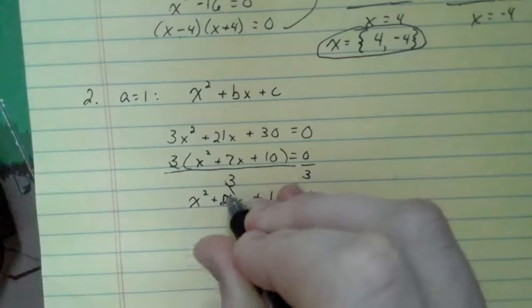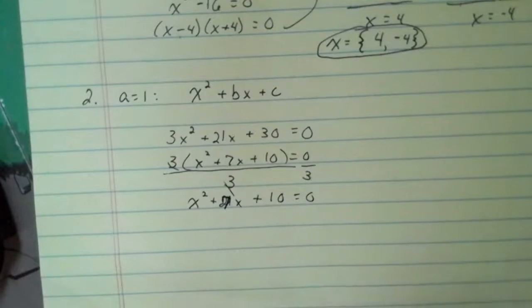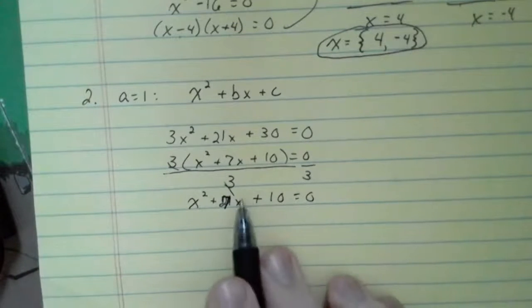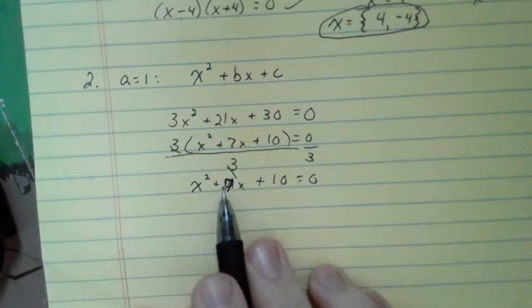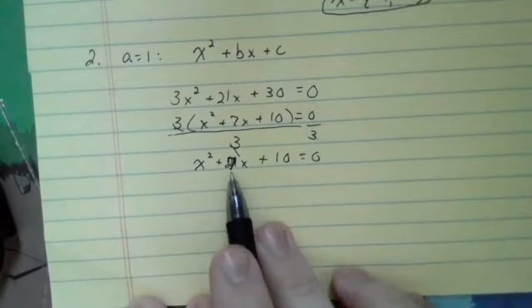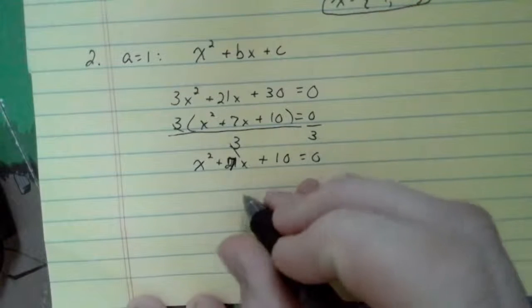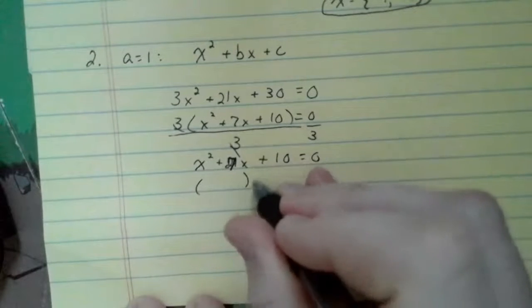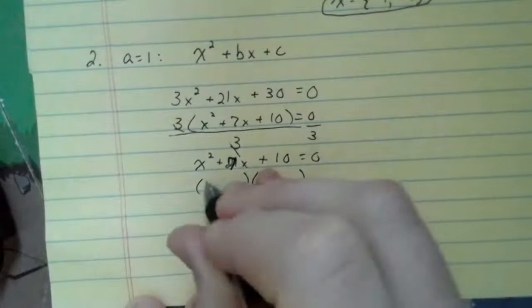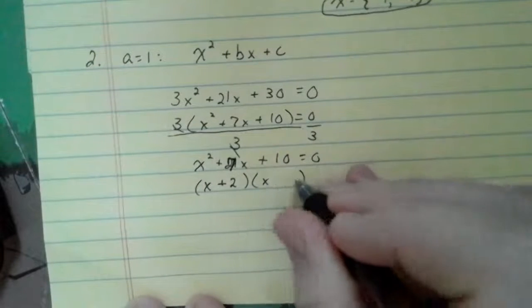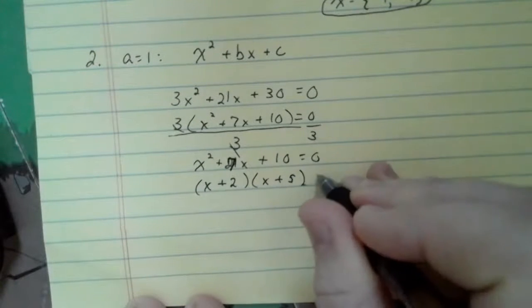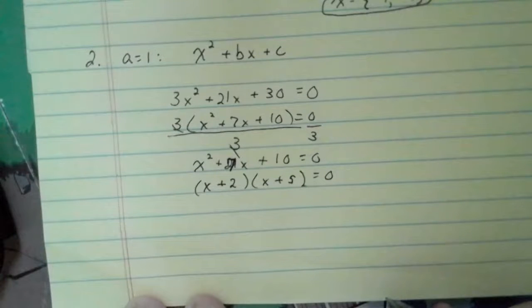Sorry, it should be a 7. My apologies. So now, like we said before, I'm looking for two numbers that multiply to give me C, but add up to B. So what two numbers multiply to give me 10, but add up to 7? And you're going to have to do a little guess and check here, right? But here, we're going to end up with x plus 2 and x plus 5 equals 0.